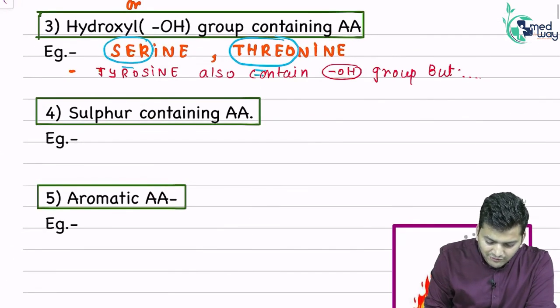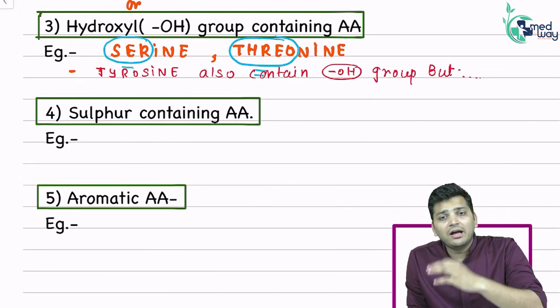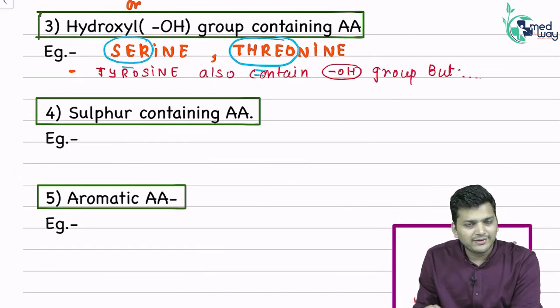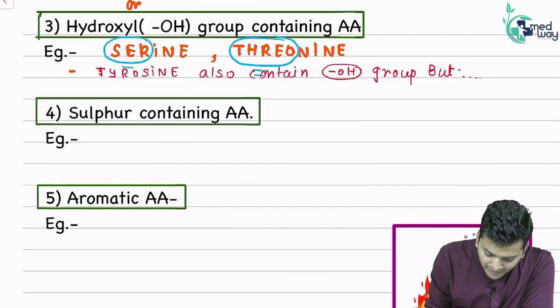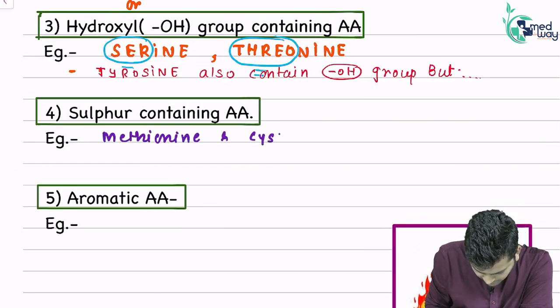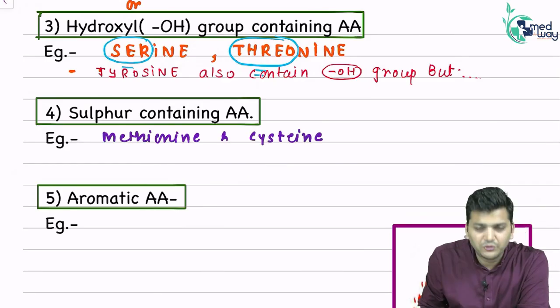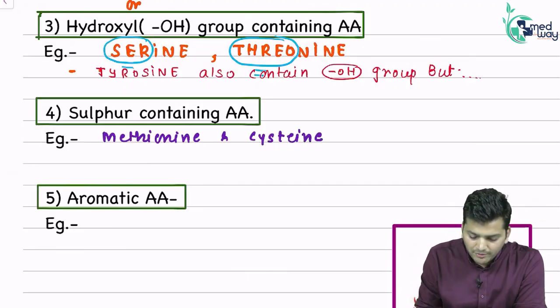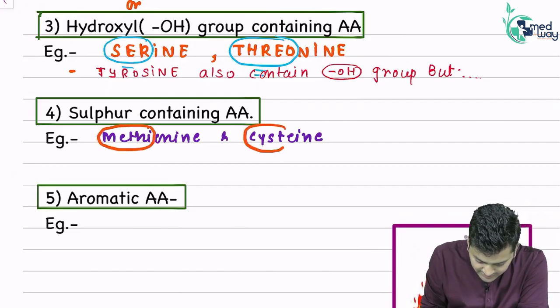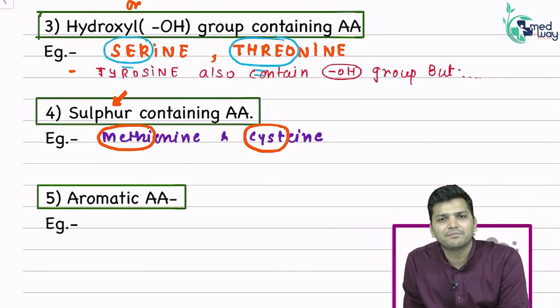The next is sulfur containing amino acid. So instead of the R group, there are some amino acids where we have the sulfur group. And you know the example, yes, it is methionine and cysteine. Methionine and cysteine. How can we remember? We can remember like this. What is there inside the meaty cyst? Meaty cyst. What is inside the meaty cyst? Sulfur. This is how we can remember methionine and cysteine.